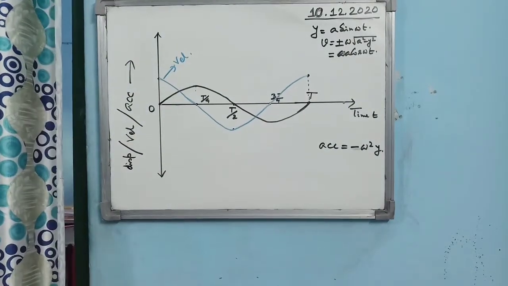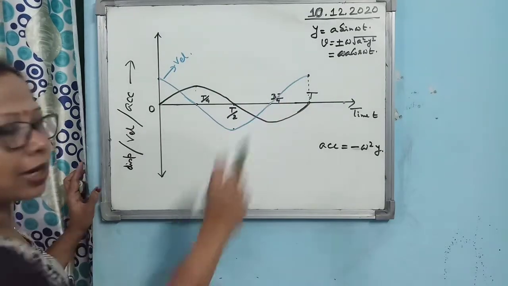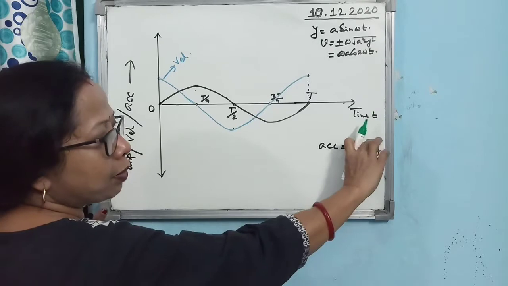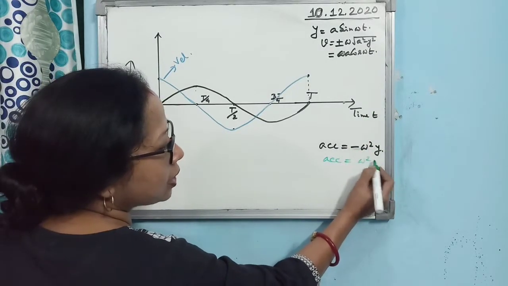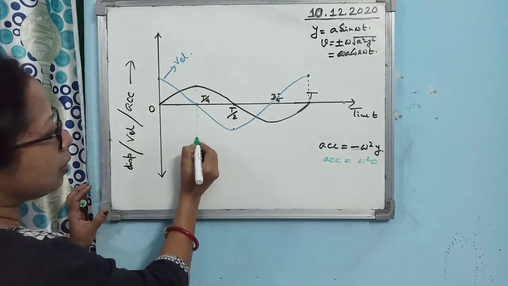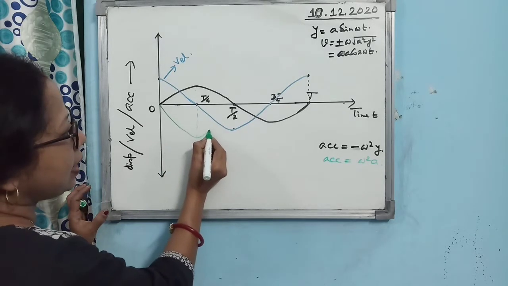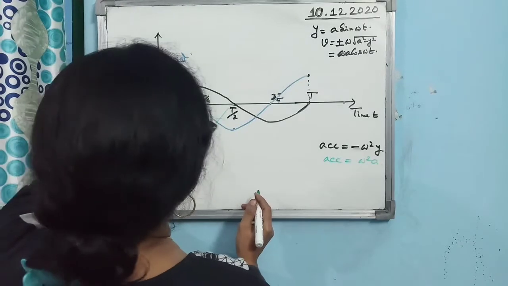The nature of the displacement graph and the nature of the acceleration graph will be the same, but the maximum amount will be more. Because why? What is the maximum acceleration? Omega square a. Is that clear? So what you have to do? This will be the acceleration graph, just like y but opposite of y.